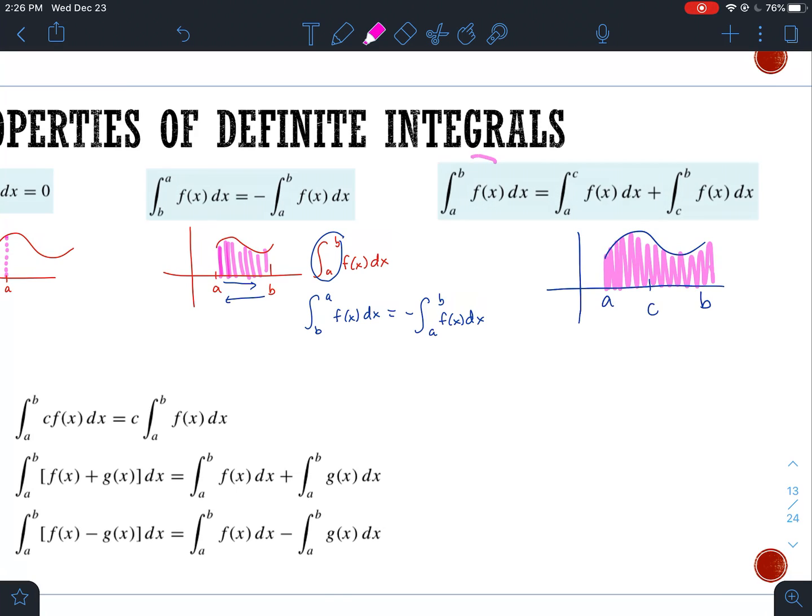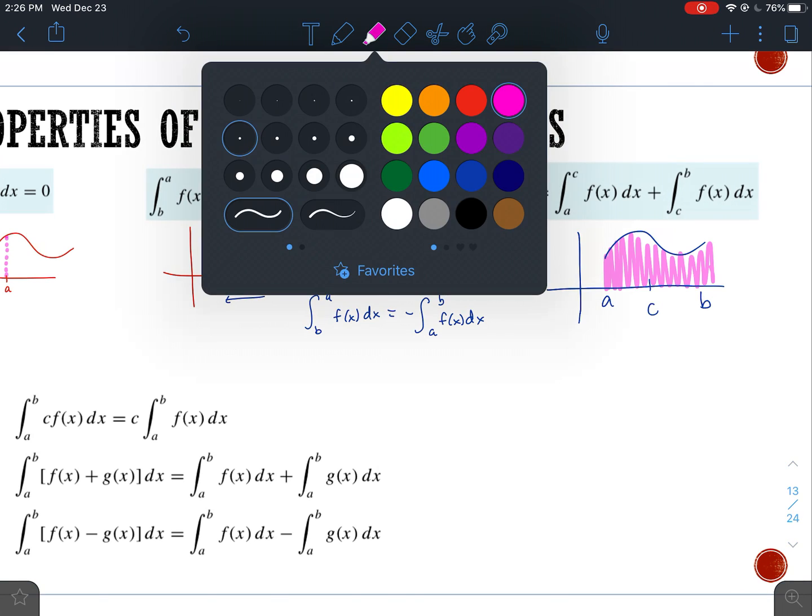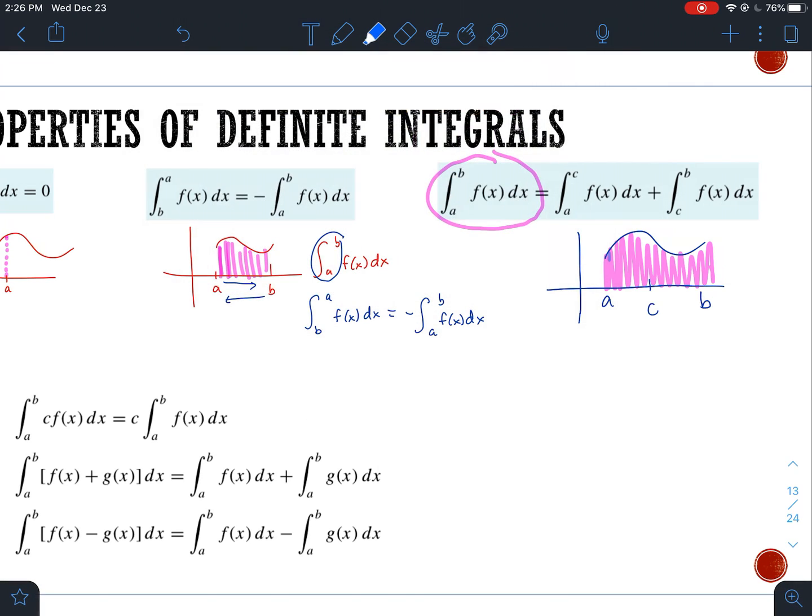All right, so let's look at another one. Let's say we are integrating from A to B, but then we have some value C in between. Well, the entire area would be the integral from A to B of f of x dx, right? That would be the area of the whole thing. But if we wanted to, we could split it up into two separate areas.